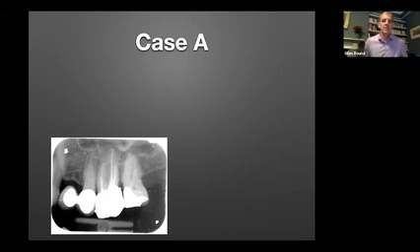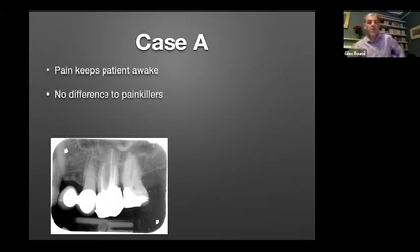This is the first case here. This patient was kept awake, no difference with painkillers, and the patient couldn't locate or find where the pain was. And the radiograph here shows 3 teeth, and each of those teeth could be the culprit, but each of those teeth would have a different prognosis. The bacteria are in different places depending on what the diagnosis is.